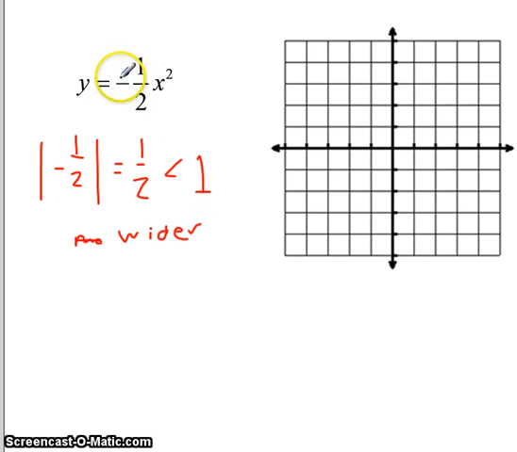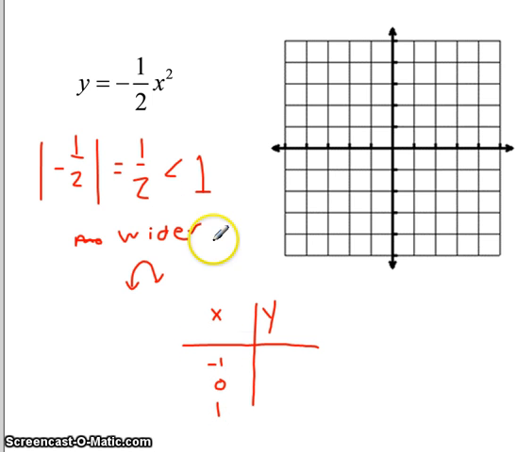I also note that this is opening down because it's a negative a value. So these are the 2 parameter changes. There's no c value being added, but since I have a negative 1/2, this graph will be wider than the normal curve of x squared. It'll also open down. So let's just figure out a couple points here to verify that. Actually, let's do 3 points. 0, negative 1, and 1.